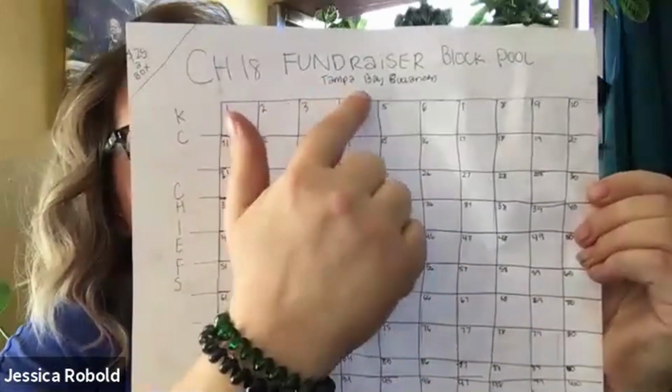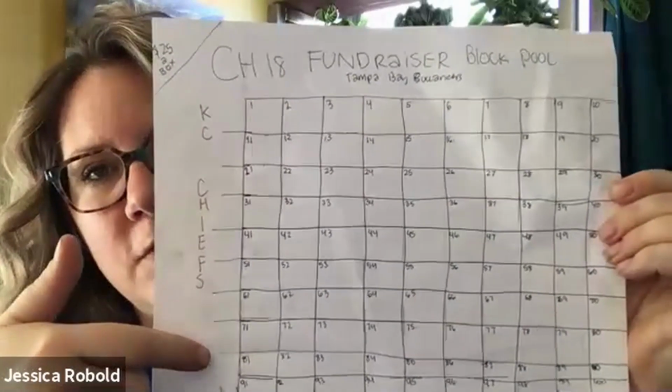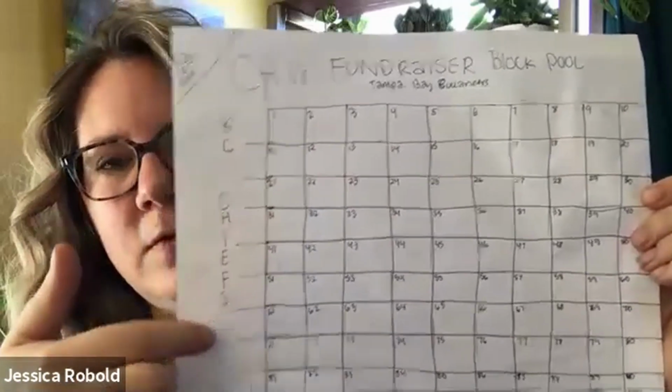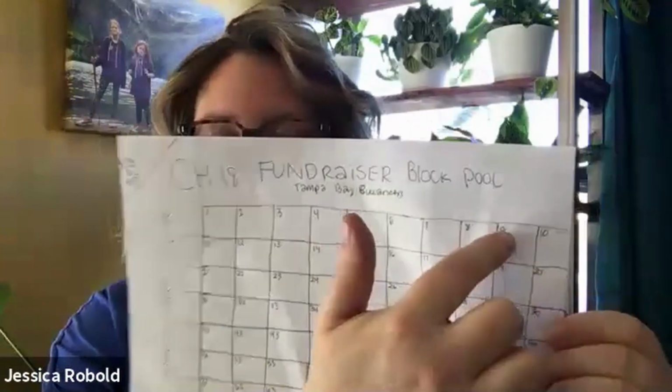One of the teams would go across the top. This year we have the Tampa Bay Buccaneers. The other team goes vertically. Here in the margins would be the score numbers, 0, 1, all the way through 9. We'd go all the way across and all the way down.